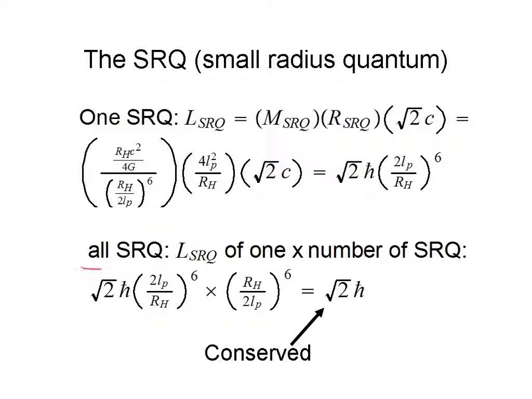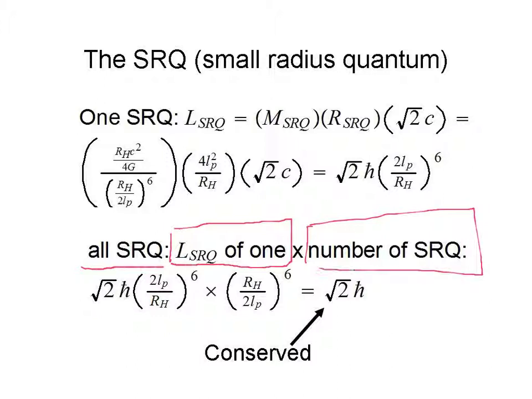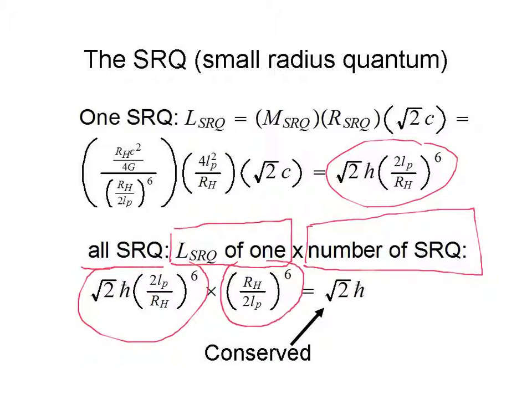The angular momentum for all of the small radius quanta is the product of the angular momentum of one small radius quantum times the number of them in the observable universe. So our value here is the same as this. It's the angular momentum of 1, and there are r sub h over 2lp to the 6th power, or the large number cubed, units of small radius quanta. And the product of the two gives us the conserved angular momentum, the initial value.